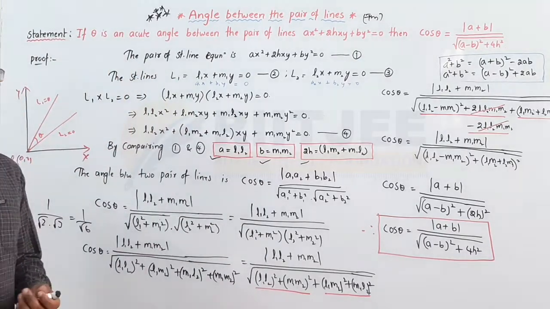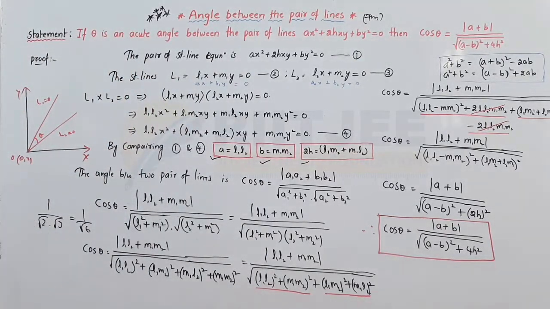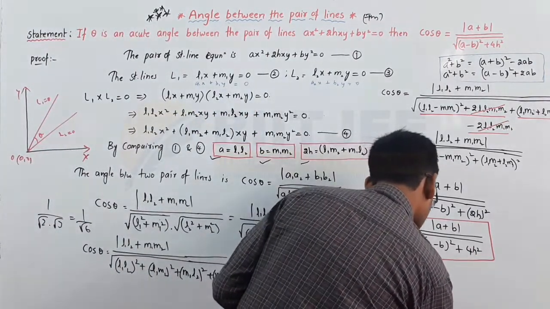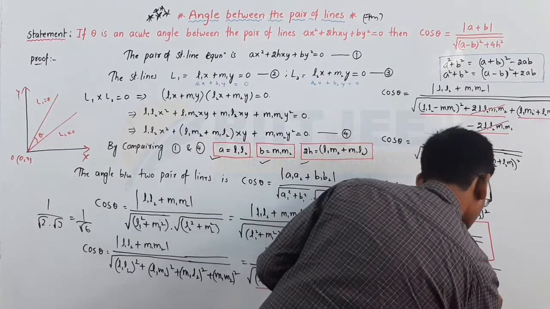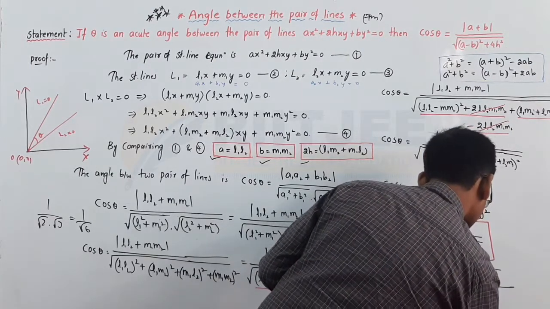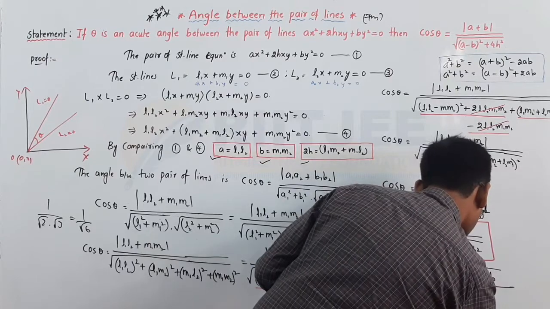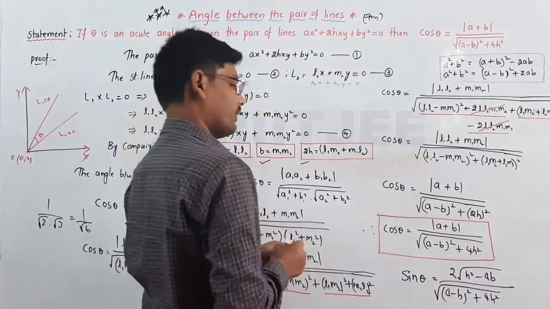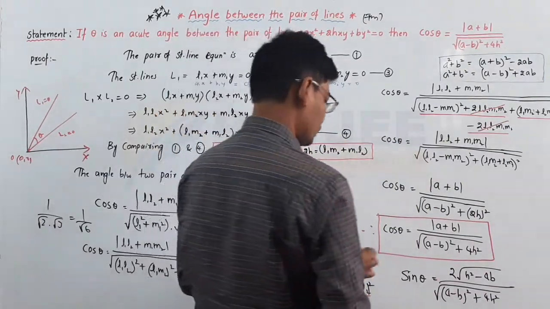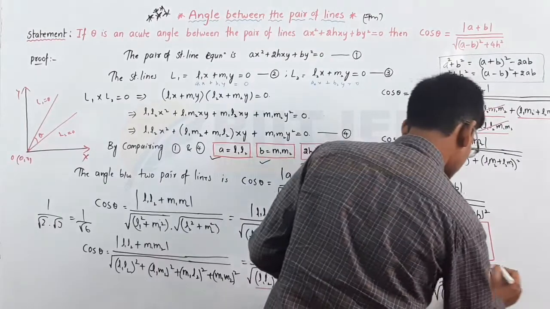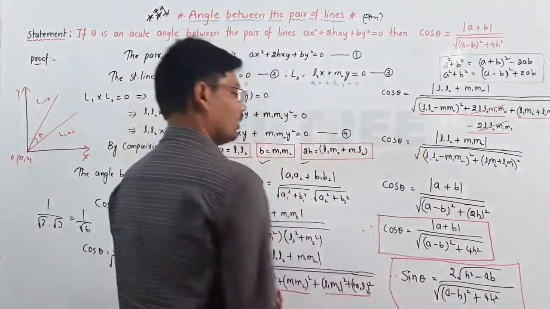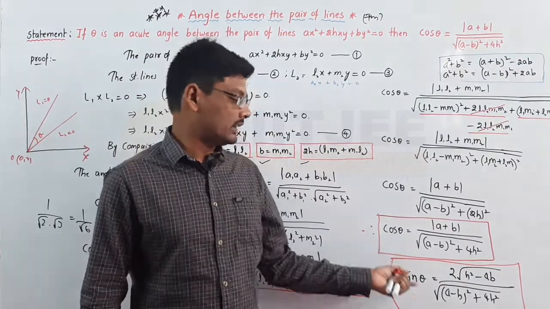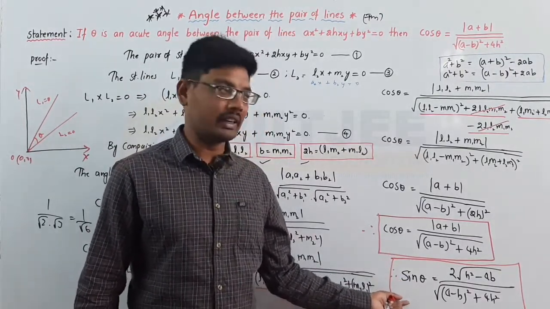And here we have sin theta also. Sin theta is equal to, I am directly writing, 2 into square root of h square minus ab by square root of a minus b whole square plus 4h square. This is the value for sin theta, and this is the angle between two lines in terms of cos theta. This is the angle between two pair of straight lines in terms of sin theta.